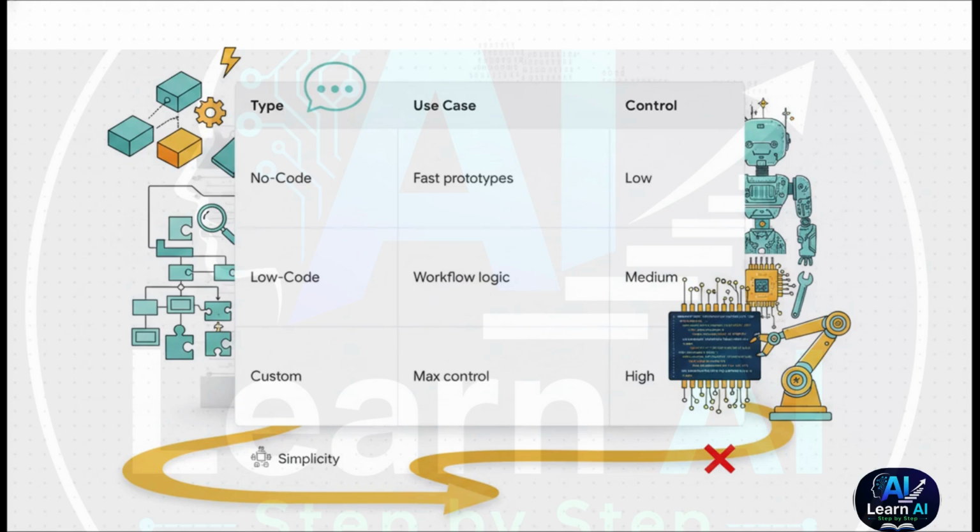The golden rule to remember? Always choose the absolute simplest technology that solves your actual problem. Adding complexity should only ever be justified by your actual business needs.